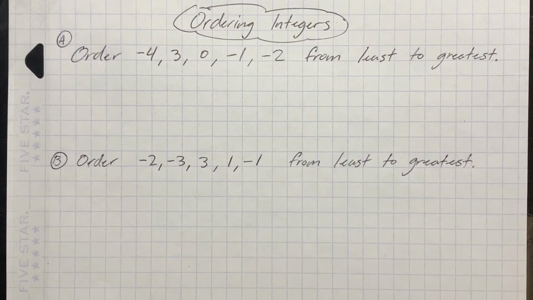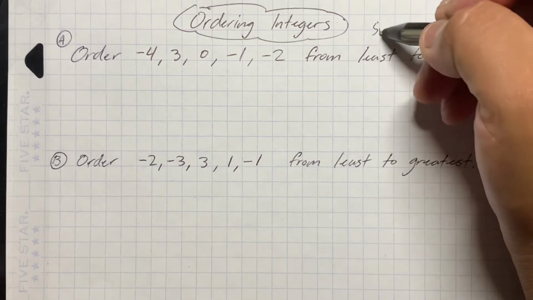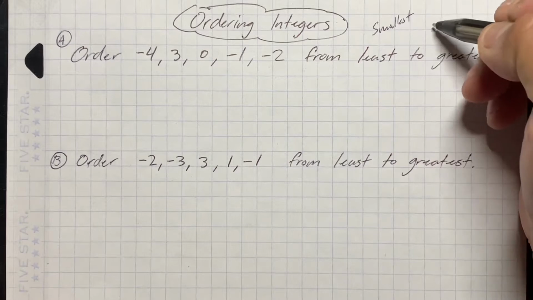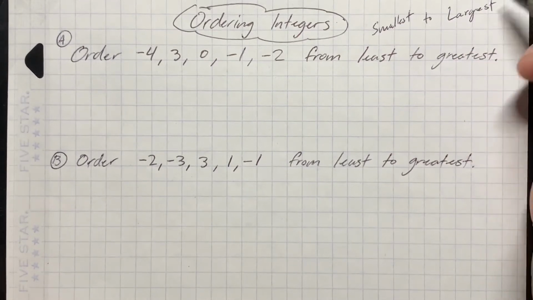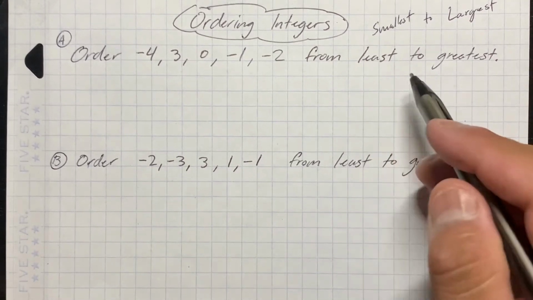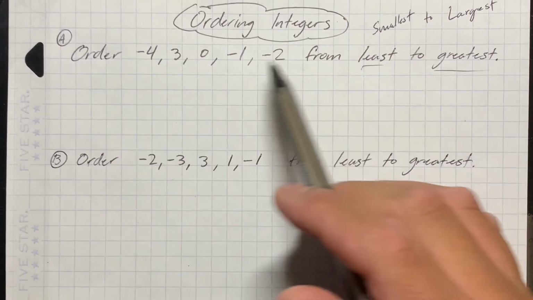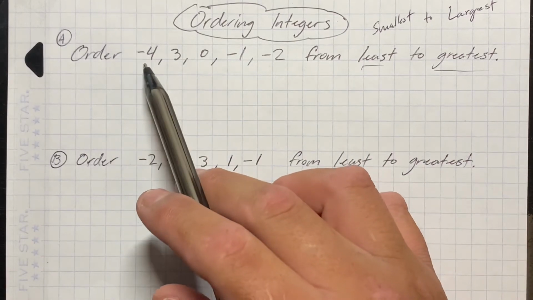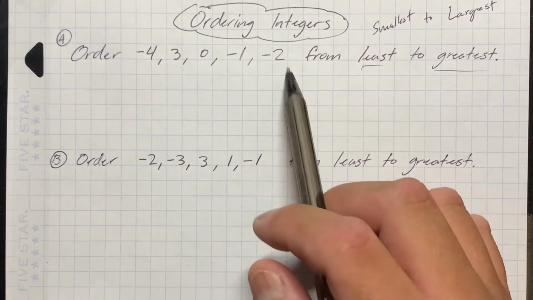All right, now that we compared integers, that is a prerequisite to ordering those integers from least to greatest. Least means from the smallest to the largest. Okay, so we're going to go from the smallest to the largest. That's what it means when we go from least to greatest. Now, here's the integers that were given: -4, +3, 0, -1, and -2.